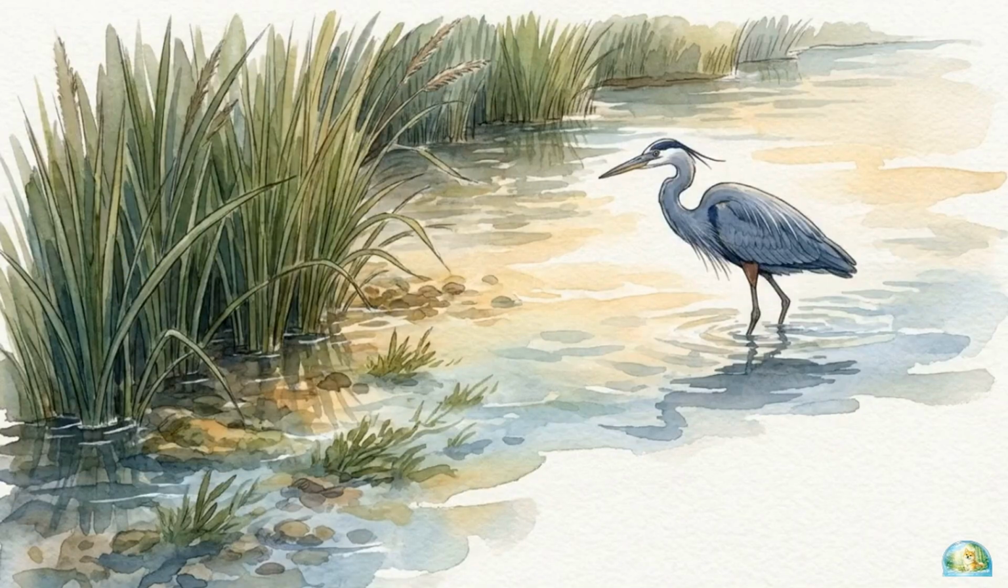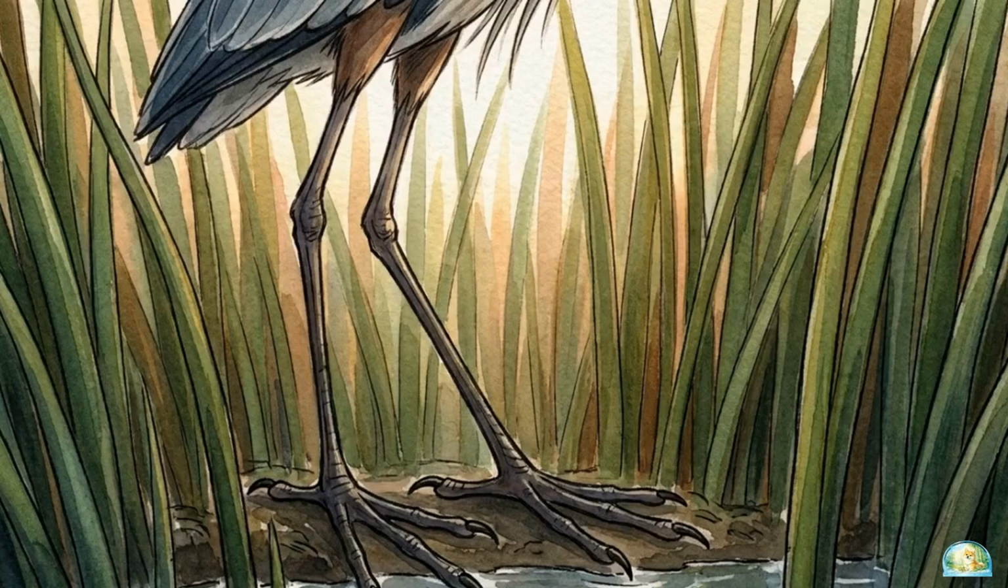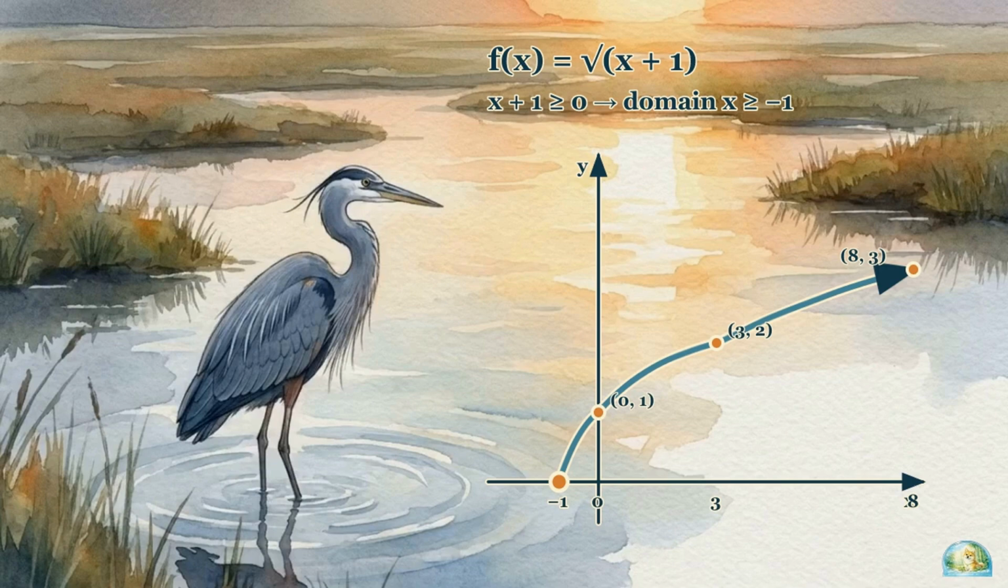Let's follow the heron to a different stream. Notice how her path abruptly hits a physical wall of thick reeds. Some mathematical paths have hard starting boundaries where backward travel is impossible. This stream charts a square root rule. Y equals the square root of x plus 1.